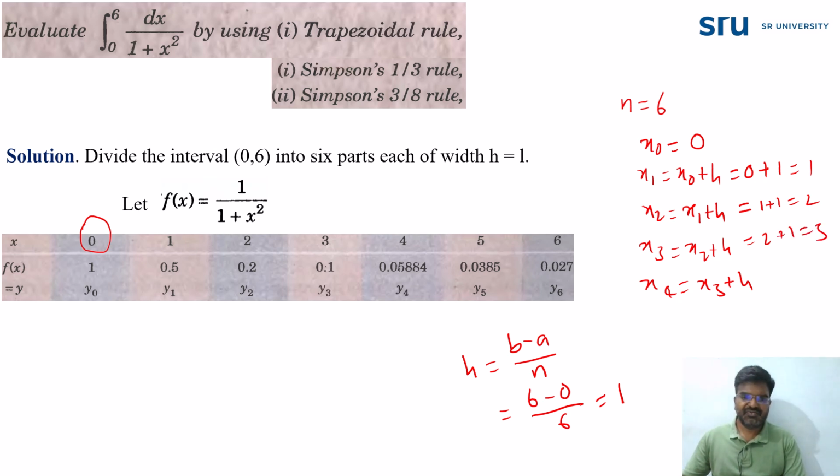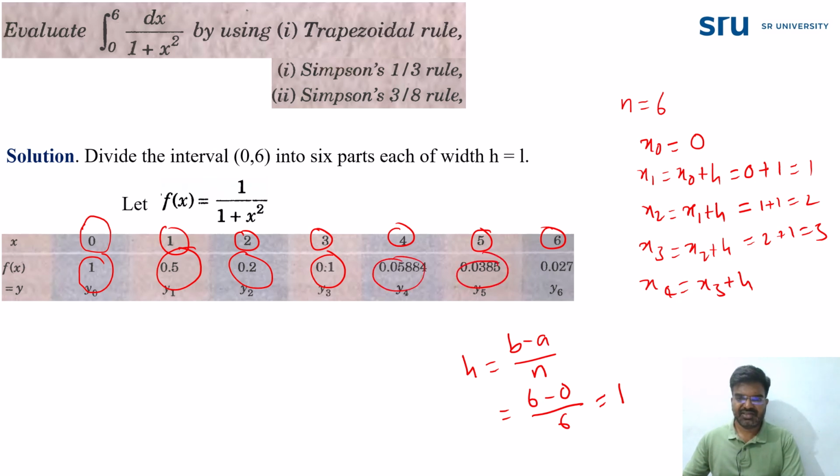Now look at this first row of the table, x0, x1, x2, x3, x4, x5, x6. Substitute x values in the function, you will get y0, y1, y2, y3, y4, y5, y6. This is the first step. You have to find the functional values at different x values and put in a table.